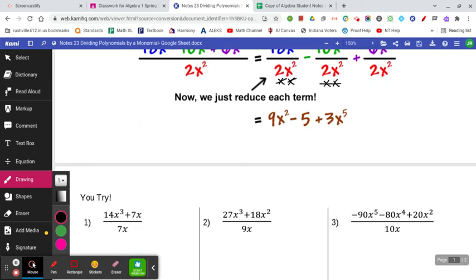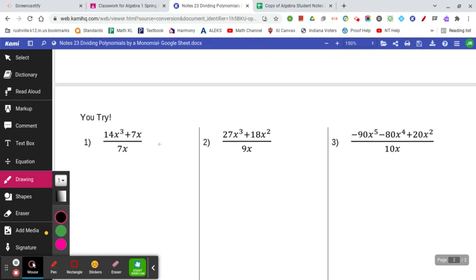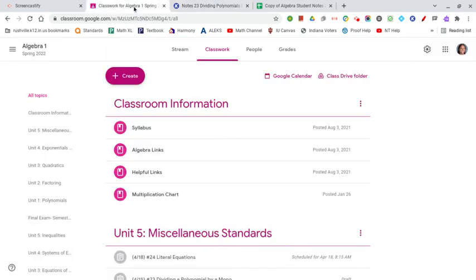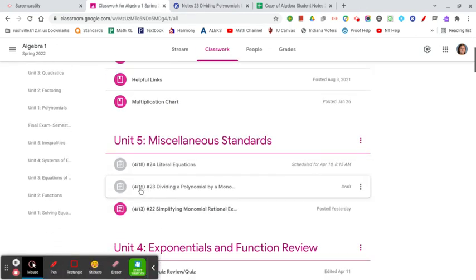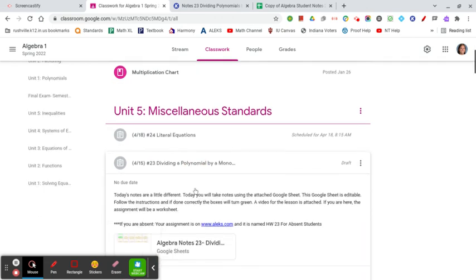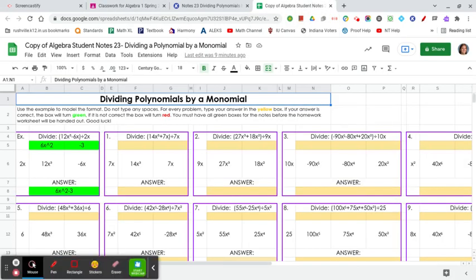So what you're going to do now is you're going to try. All right, so these are all located on Google Classroom. If you go to Google Classroom and go to the classwork section, you're going to find today's date, and you're going to open up dividing a polynomial by a monomial, and you should see an attachment of a Google Sheet. Go ahead and click on it, and you're going to each have your own individual Google Sheet that you're able to type into. Now, you're only going to type into the yellow boxes, and I have it coded, so if you do it correctly, it's going to turn green. And if you do it incorrectly, it's going to turn red.